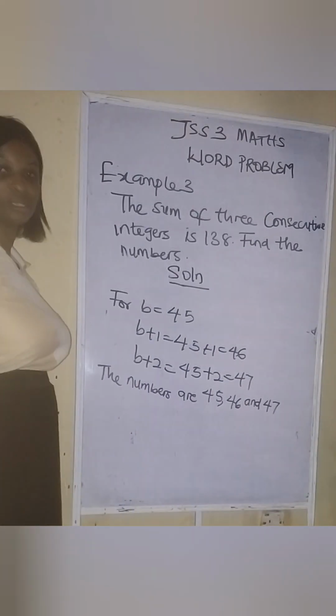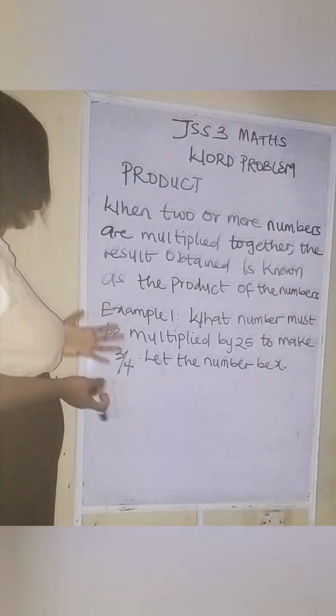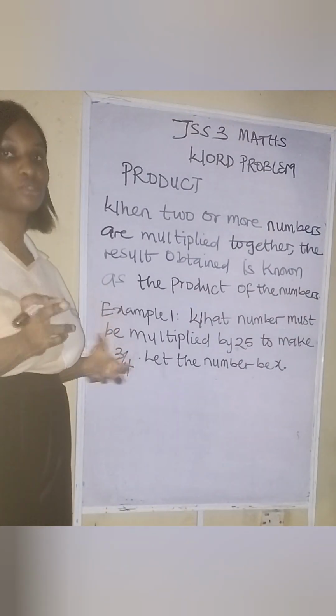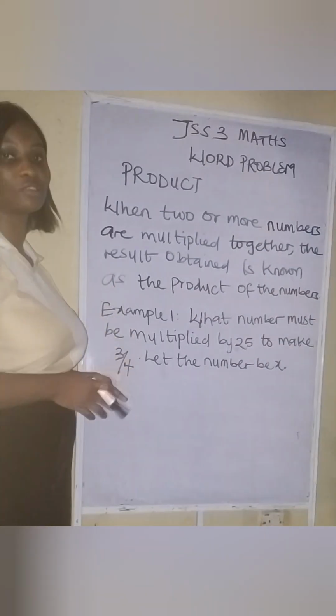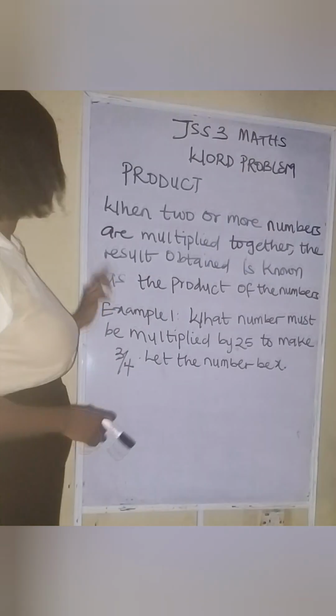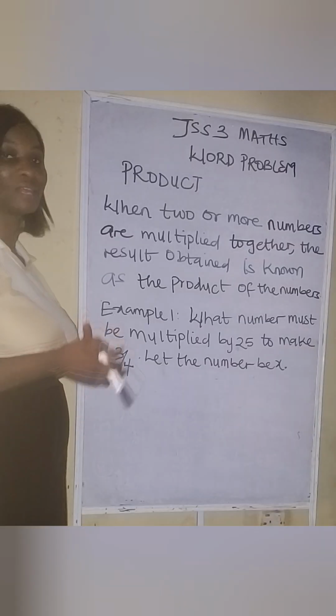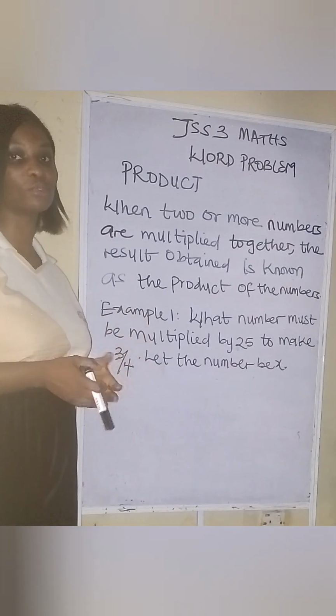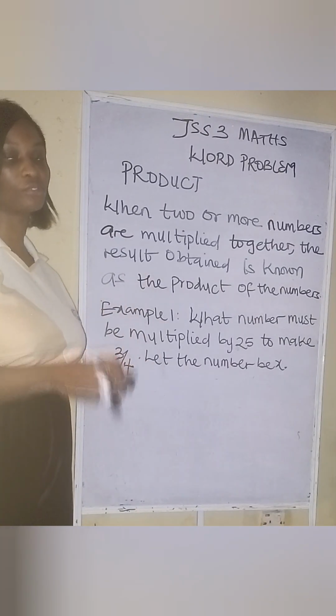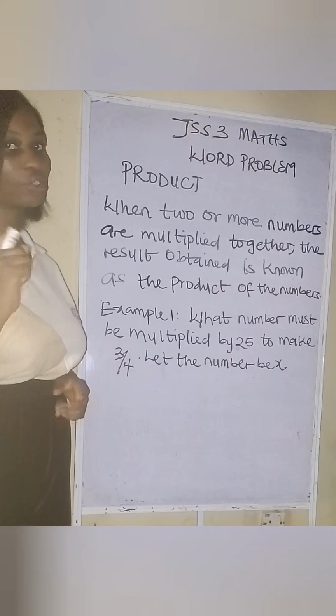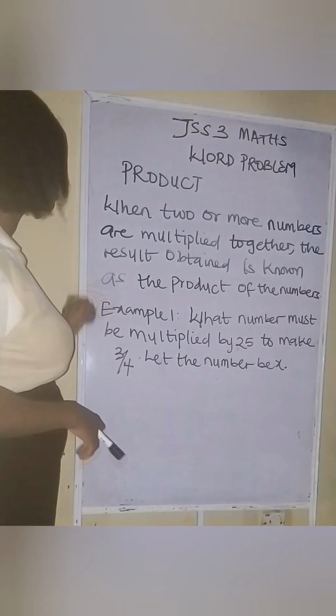Let's move to another thing now. Subtopic is product. So we are done with sum and difference, and we are under the subtopic product. When two or more numbers are multiplied together, the result obtained is known as the product of the numbers. Product means multiplication. By now you should know what product is. So now let's solve the first example.